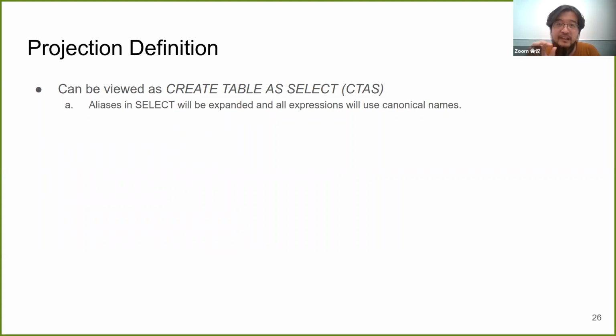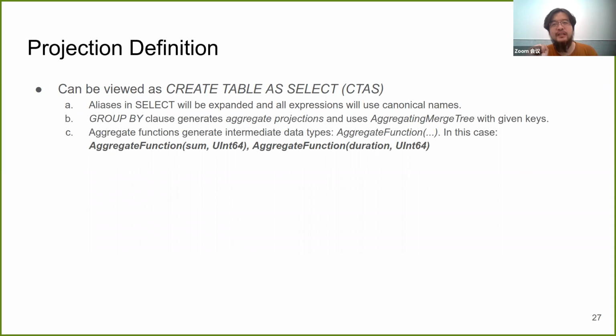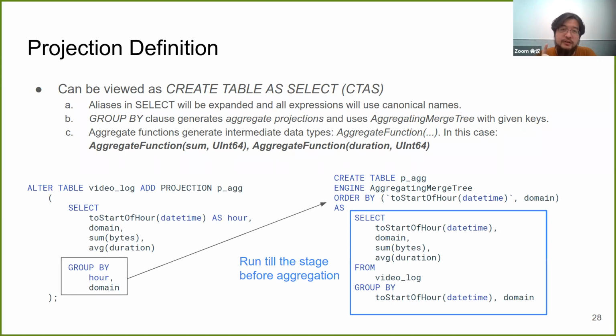Projection definition is basically a CTAS clause. All aliases in the definition query will be expanded to a canonical form. It's required to store and analyze projections in a deterministic way. If group by clause is used, an aggregate projection is created, and the aggregate functions will turn into intermediate types that pre-aggregate data. There is no need to manually write long aggregating types anymore. Internally, the query will be planned to a proper stage to generate the correct pre-aggregated table schema. But in general, it's just a variant of CTAS, just like materialized views.